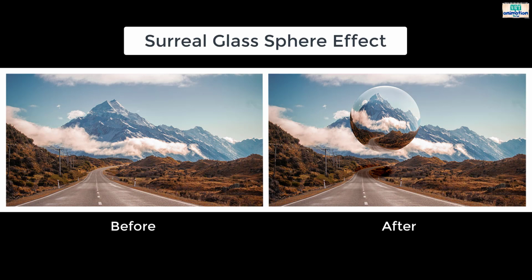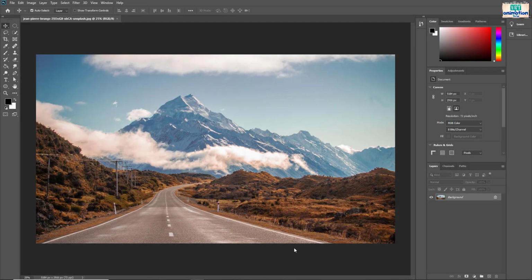In this tutorial we are going to learn about the Surreal glass sphere effect. Open an image. Make a copy of the background layer and name the layer as background copy. Add a new layer by pressing on the plus icon.